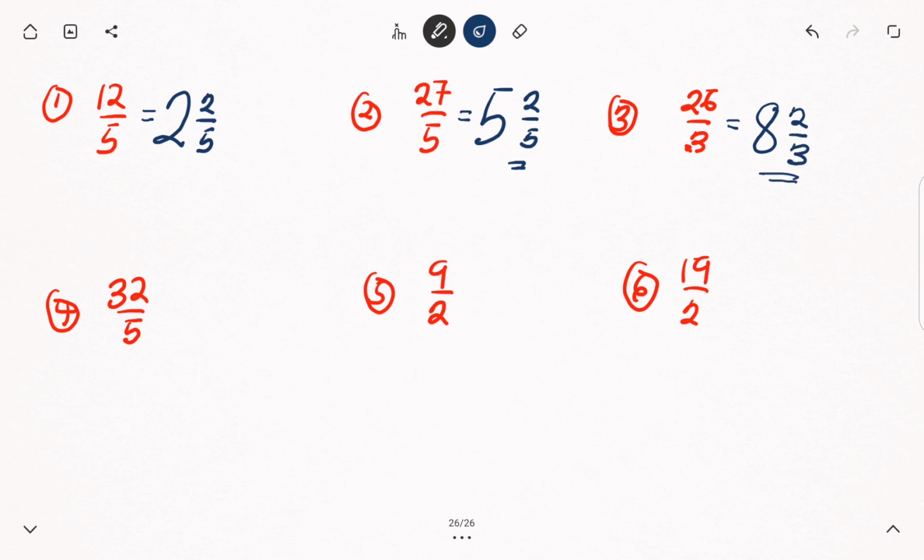So we move on. 32 on 5. Now 5 will go into 32 6 times, and that is equal to 30. So I write down my 6. From 30 to 32 is only 2 difference, so it means remainder 2 on 5. 9 on 2. Now 2 will go into 9 4 times, that is 8. And then from 8, we only add 1 to get 9, so we have a remainder of 1 on 2.